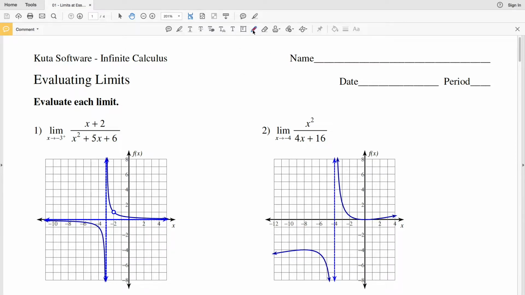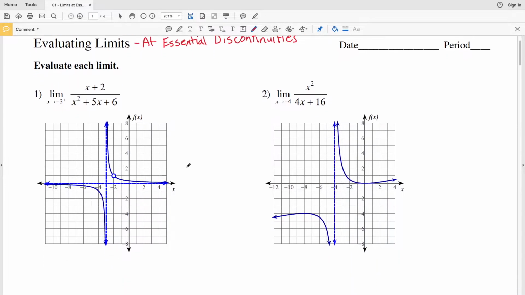In this video, we're going to go over the Kuta Software Infinite Calculus free worksheet, evaluating limits, and this is at essential discontinuities. So discontinuities where the function value either approaches infinity or negative infinity.